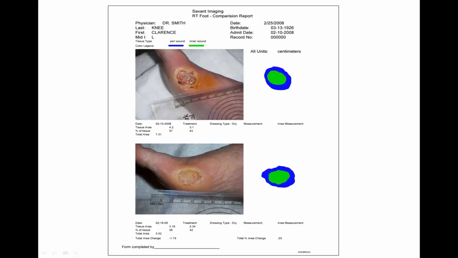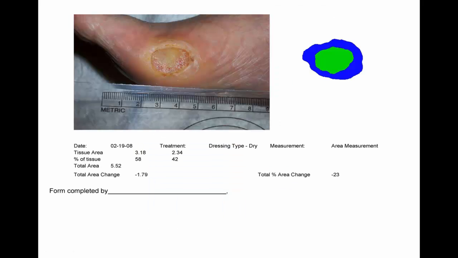So the next week, when you go measure it again, you have another complete graph, and you can do a comparison, and it will tell you what the percentage reduction of the wound size is for each area. It'll tell you what the square centimeter reduction in size is, and it's a very accurate reporting method.